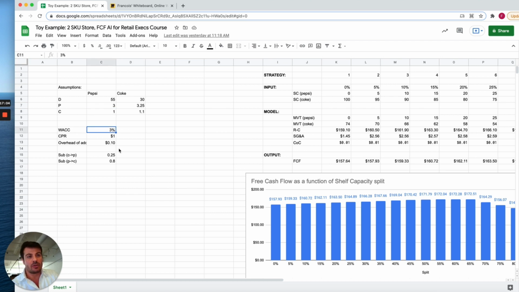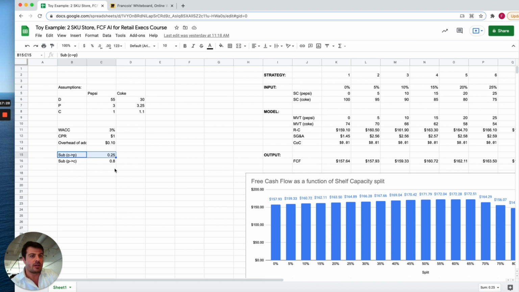Weighted average cost of capital is 3%. The cost per replen is $1: $20 per hour divided by 20 replens per hour. And then the overhead of one additional SKU in my store is, let's say, 10 cents. And then my sub rate from Coke to Pepsi: if I were a Coke customer, would I switch from Coke to Pepsi?